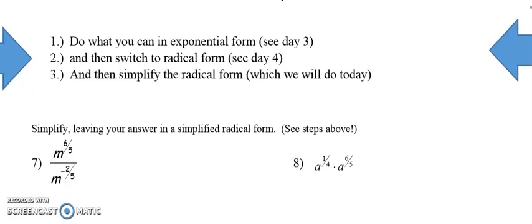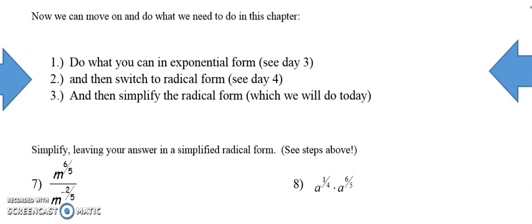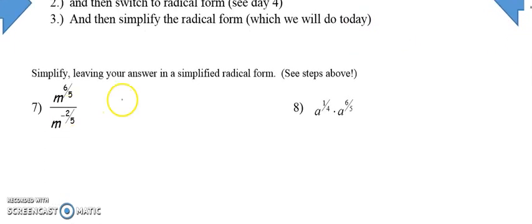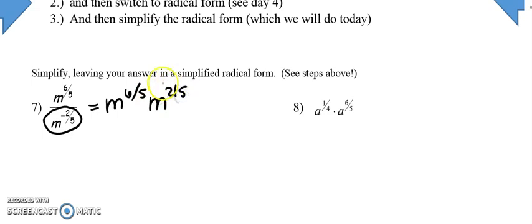So what's going to happen is on the back, we're going to put everything together. So what we've done the last couple of days combined with today. So looking at number 7, it says simplify, leave your answer in simplified radical form. All right, so you want to go all the way. So this is negative. We're going to move it up to the top, and make it positive. And we know that here we will add the exponents. 6/5 plus 2/5 is 8/5.